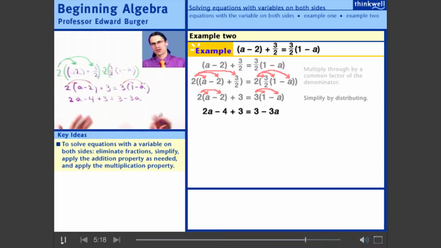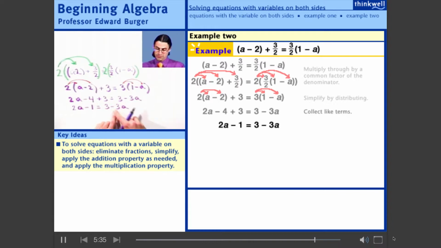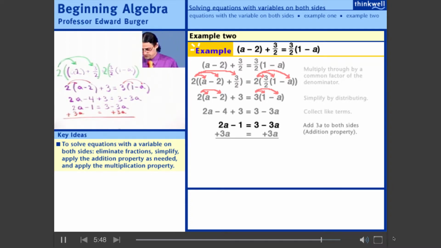How would you proceed now? There are lots of ways. There's no one next correct step. For example, you could take the minus 4 and the plus 3 and combine them to get a minus 1. I'll do it that way, but you might not have done it that way. It's okay. There are a lot of roads that lead to the correct answer. You follow the one that's right for you. Now, you might want to bring that minus 3a to the other side by adding 3a to both sides, keeping the balance.